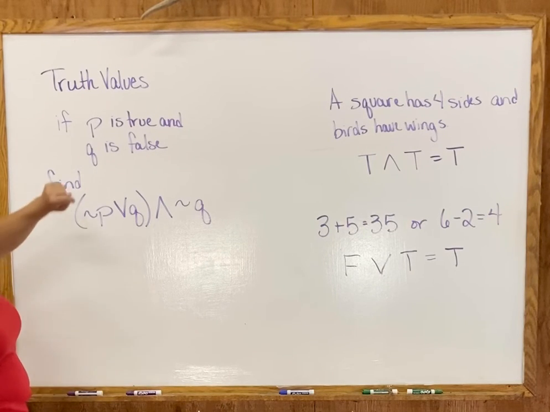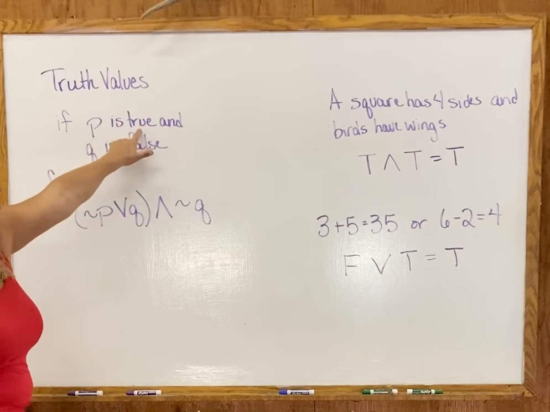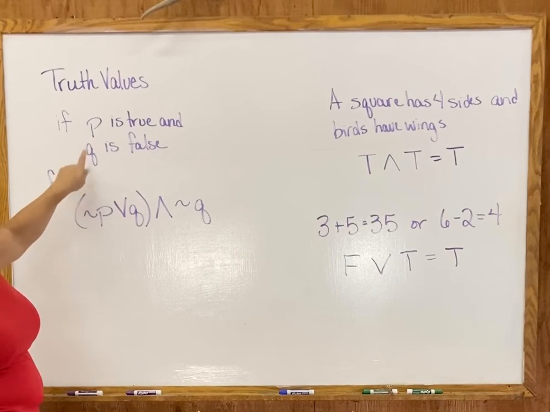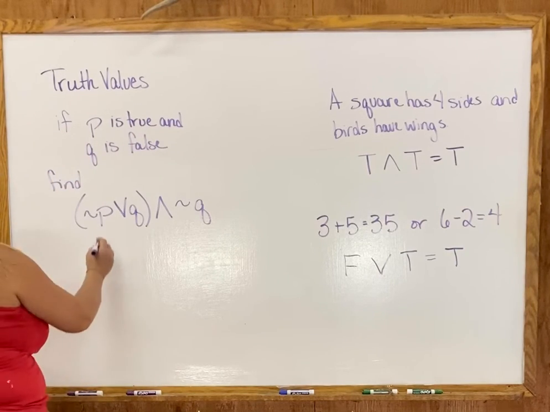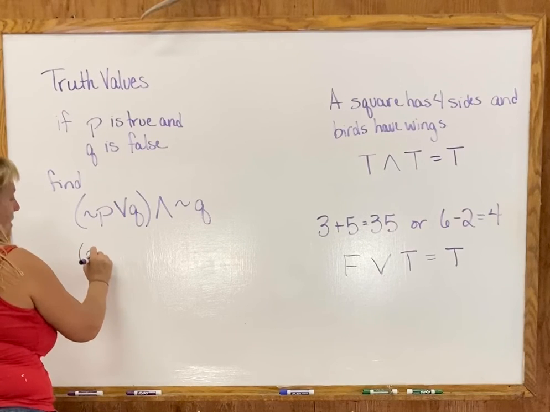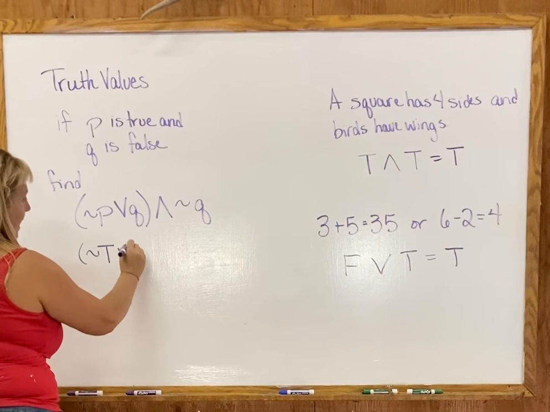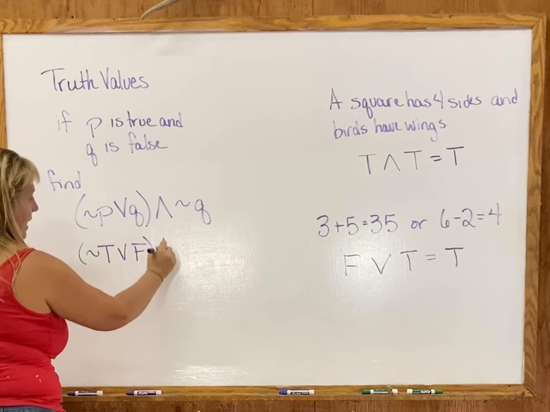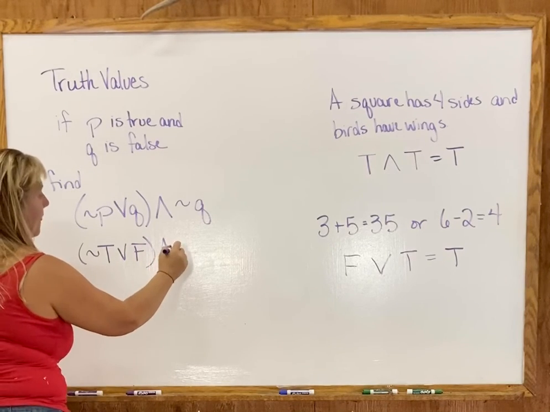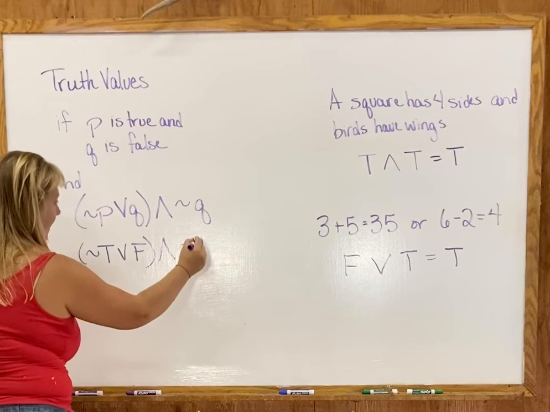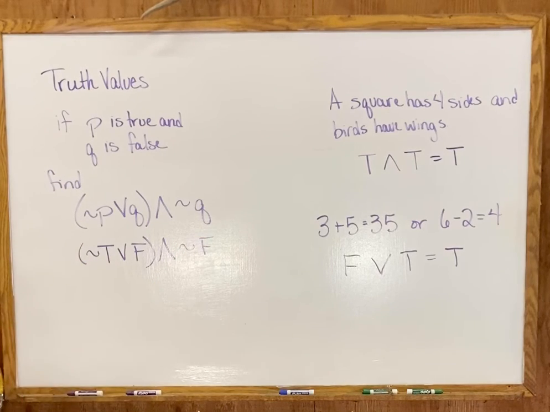Okay, so first thing to do is anywhere where you see a P, you're gonna put a T, and anywhere where you see a Q, you're gonna put an F. So we could rewrite this as not T or F, and not F again. Okay, now, the idea is not to get this done all in one step. Okay, think of it more like a math problem. Let's do it piece at a time.